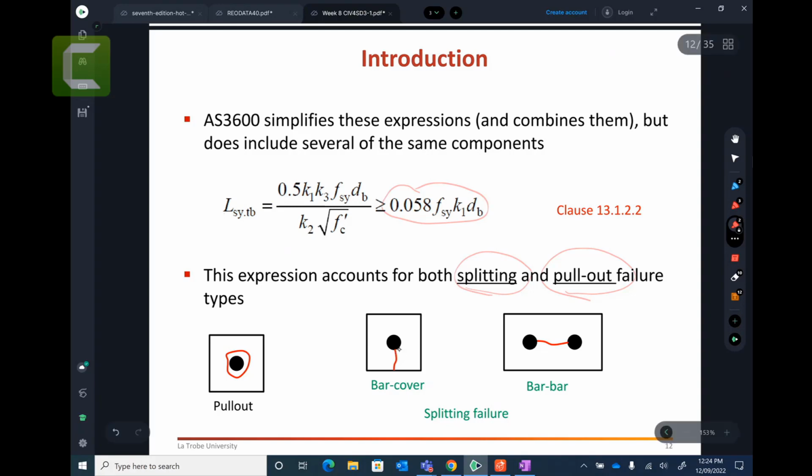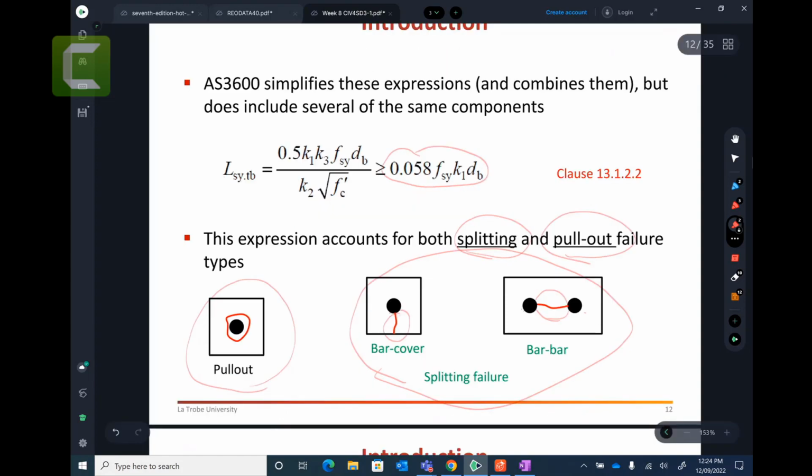If you have a bar cover, your cover may split, or if you are providing bar to bar, you might have the concrete between them split as well. So that is a scenario where you might have splitting, you might have this kind of splitting, or you might have a pull-out failure if you don't have adequate development length.